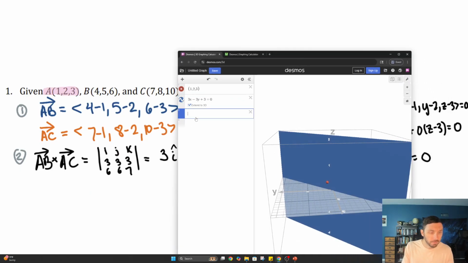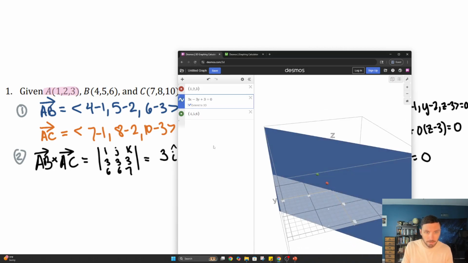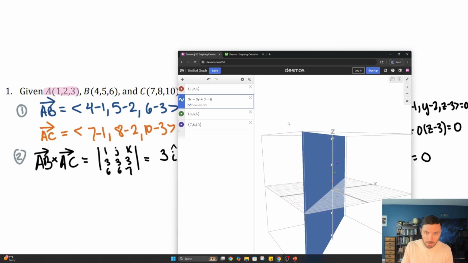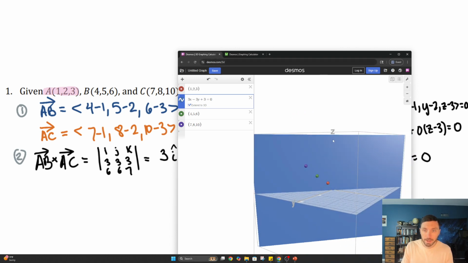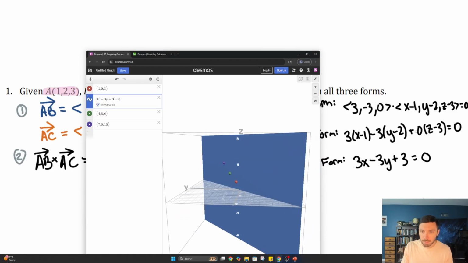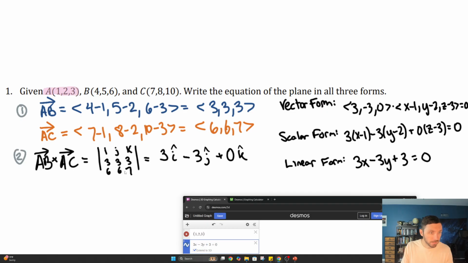Plotting 4, 5, 6, also on that plane, and then 7, 8, 10. Yeah, there they all are. Yeah, the z component went away because how did the z component go away? Oh, because of this match right here, which would be the coefficient of k. All right, anyway.